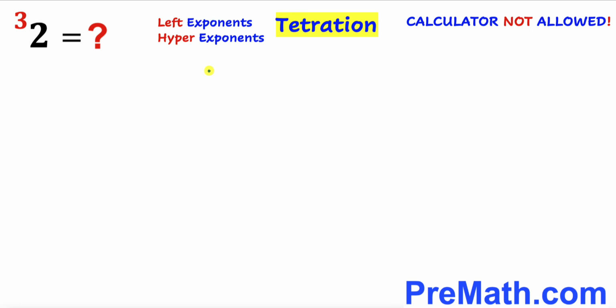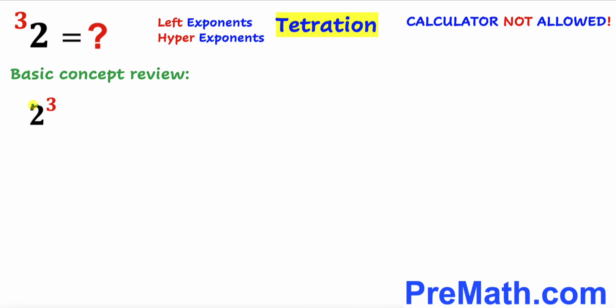Let's go ahead and get started, and let's focus once again on this given expression. Here our exponent 3 is called the left exponent, or sometimes we call it hyper exponent. Before we calculate the value of this 2 with left exponent 3, we are going to go over the basic review. Let's focus on our regular notation.